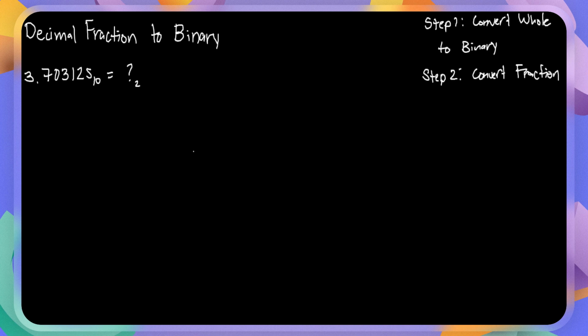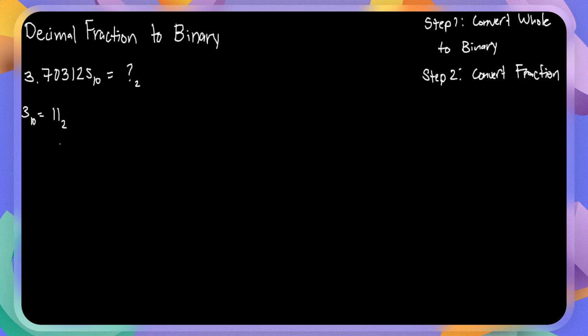Today, I'm going to show you how to convert decimal fractions to binary. So the first step is to convert the whole number part to binary. So as earlier, we know that 3 in binary is just 1 and 1. I'll just write it like this.